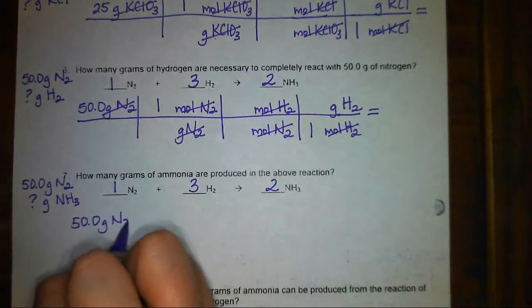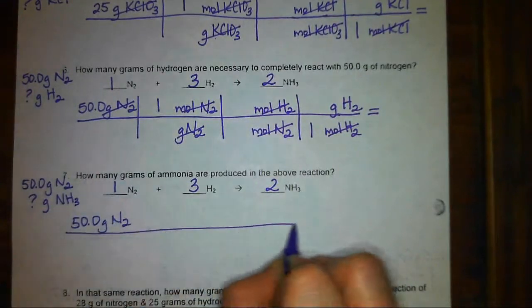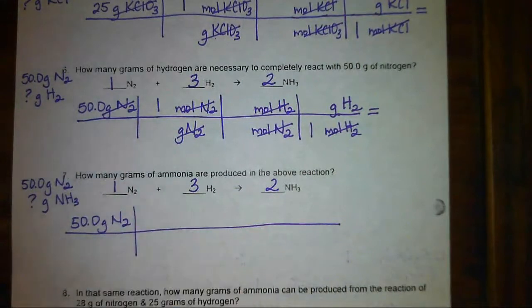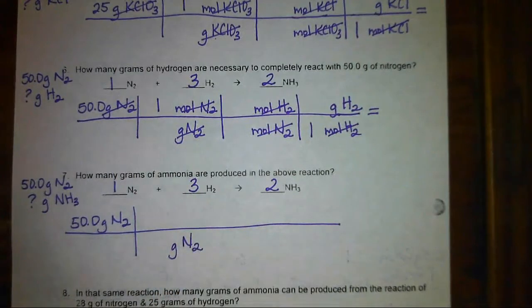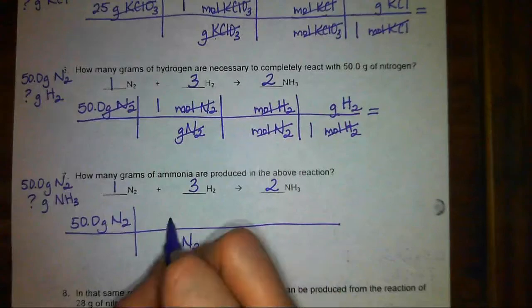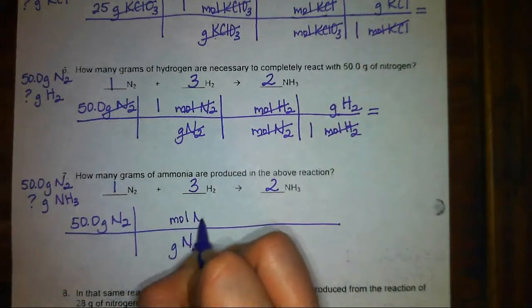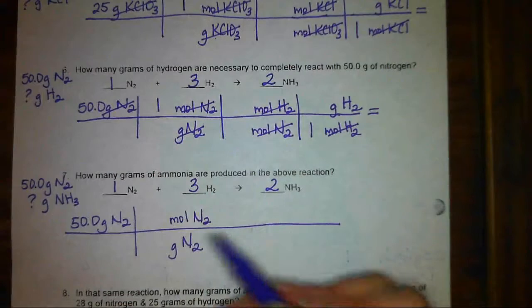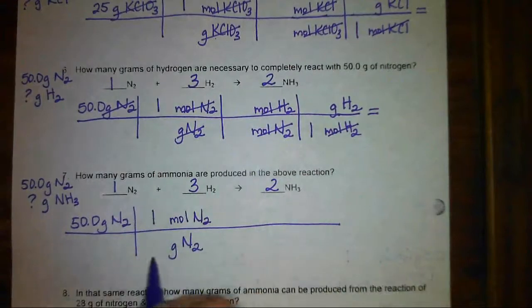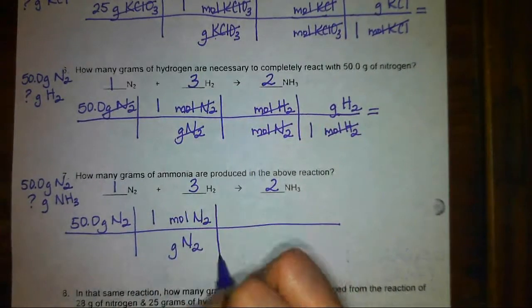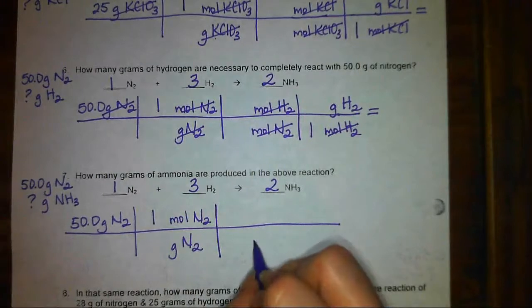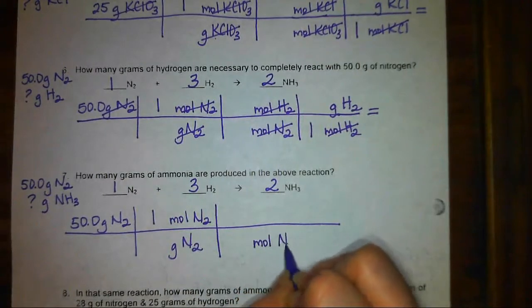50 grams of nitrogen is what I'm starting off with. Horizontal line, vertical line. Whatever units I want to cancel, put those down below. I can go from grams of one substance to moles of that same substance. I need to do that by finding the formula weight. Put the mass, the formula weight of nitrogen down here. That will be the mass of 1 mole of nitrogen.